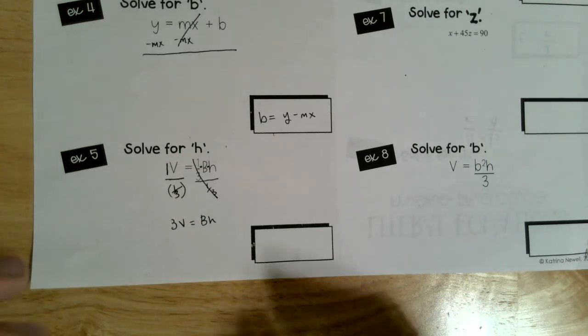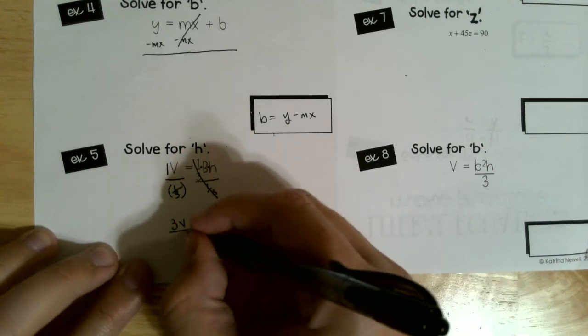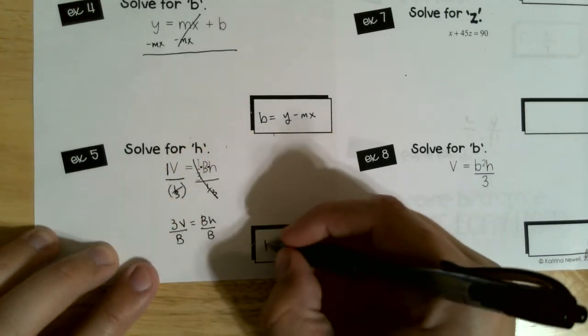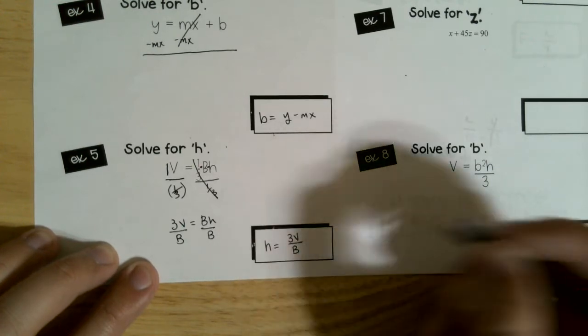So now to get the h alone, we have b times h, so we're going to divide again. This time we'll divide by b. So we get h will equal 3v over b.